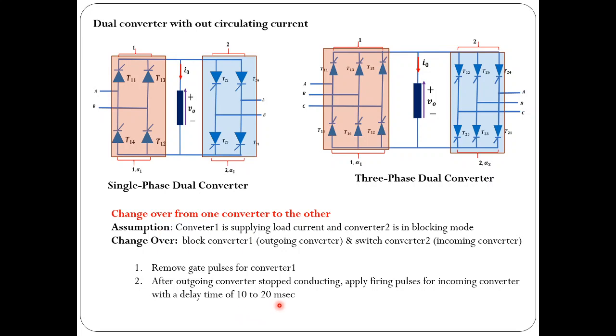Why should you ensure this delay? If this delay is not maintained, it may cause unwanted conduction of the thyristors of converter 1 also. So you should maintain this delay of 10 to 20 milliseconds before applying firing pulses. This delay ensures reliable commutation of the SCRs present in the outgoing converter. This is the way to change over from one converter to the other in dual converter operation without circulating current. You should be very, very careful.